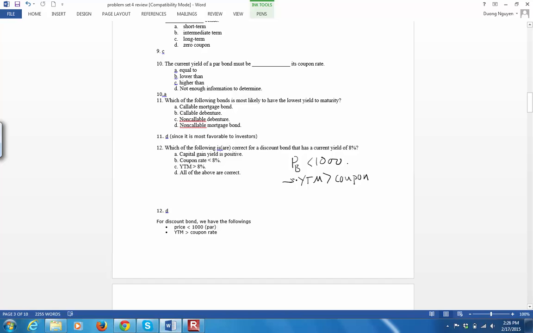Why? Because the yield to maturity is a market interest rate. So if the market rate is higher than the coupon, the bond is less attractive. When the bond is less attractive, it is selling at a discount. So you can see that the price of the bond is smaller than 1,000.